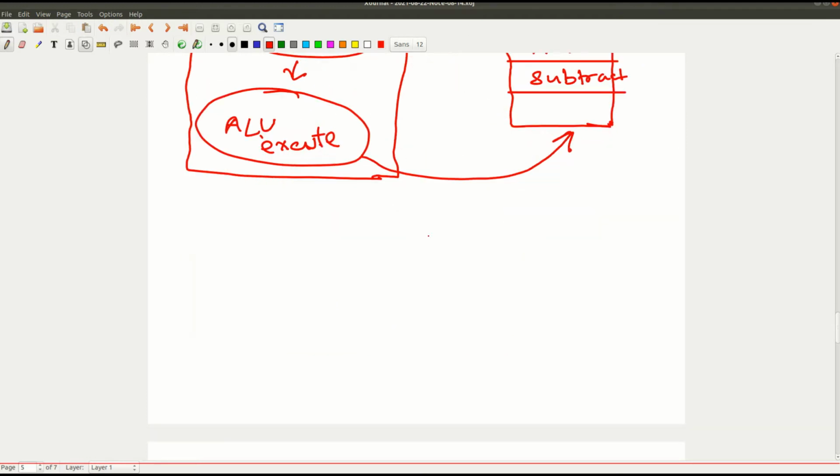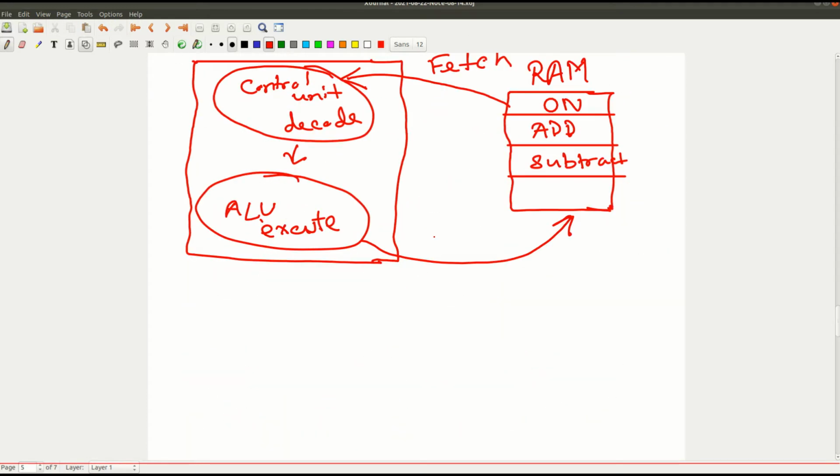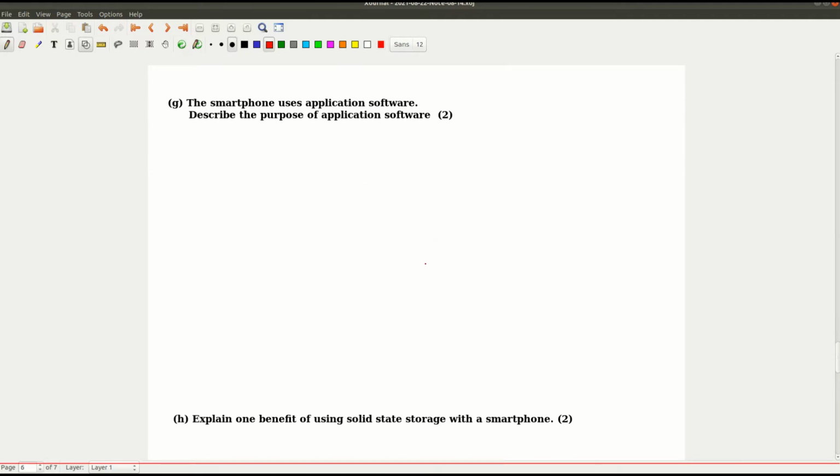So okay, the next question is, the smartphone uses application software. Describe the purpose of application software. Okay, so an application software is designed so that a user can carry out a particular task, such as writing notes, editing images. Like different applications have a different type of purpose.